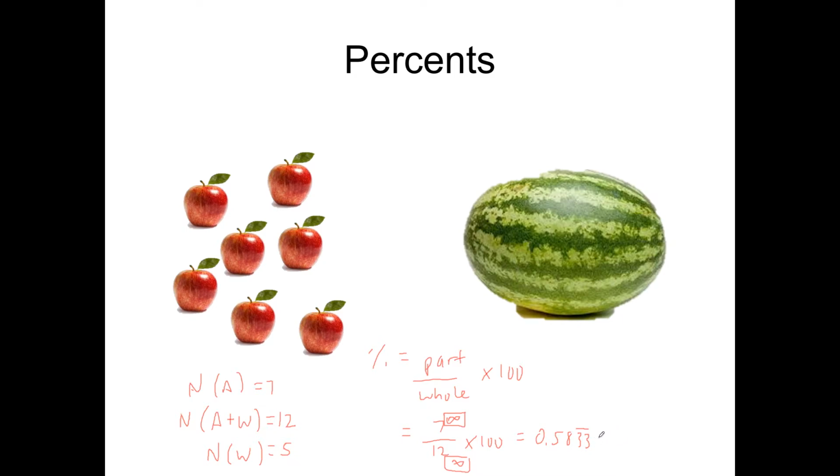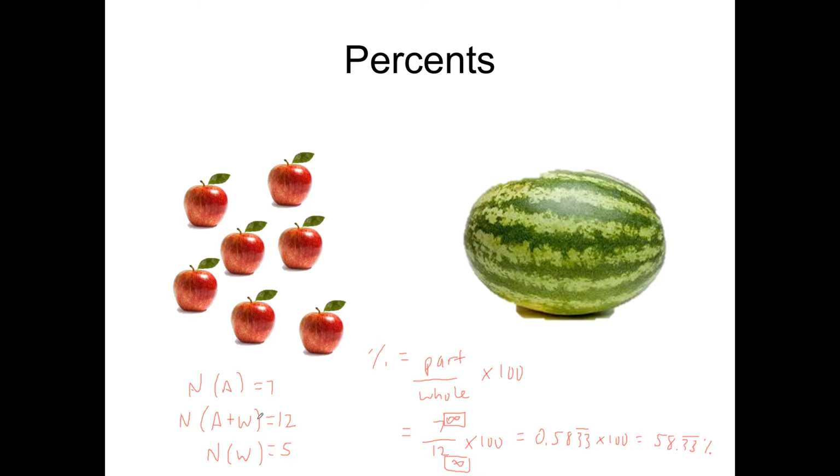Now this is, we haven't times by 100 yet. We've got to say times 100, which is equal to 58.33 repeating percent. Okay, that's the percent of apples. Now we've got seven apples and 5 watermelons. Okay, but watch this. We're gonna ask a different question.